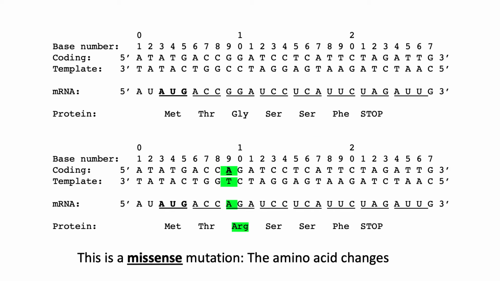In this lower sequence here, there's been a mutation that replaces the G of the coding strand with an A at base number 9. After you transcribe and translate this sequence, you would see that the 3rd amino acid, lysine, was replaced by an arginine. This is a missense mutation because the amino acid changes. This is identical to the situation with sickle cell anemia.